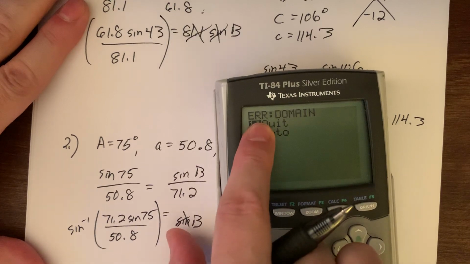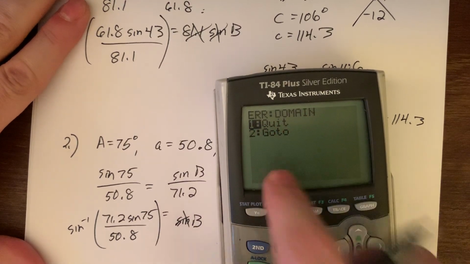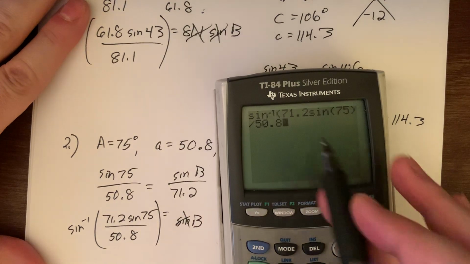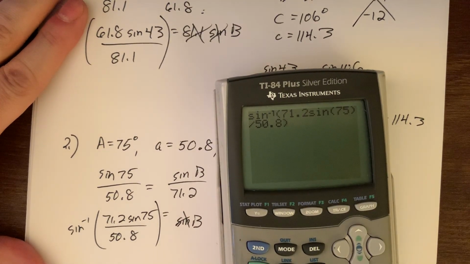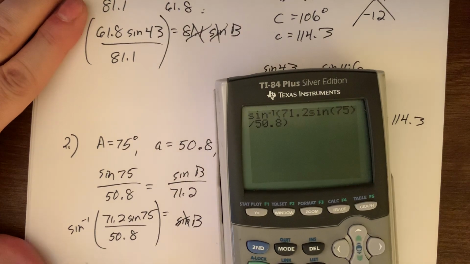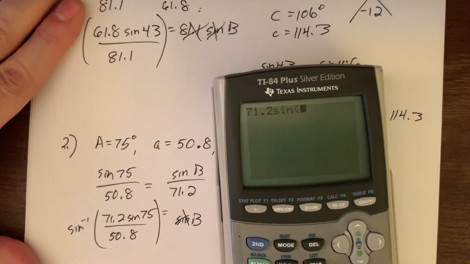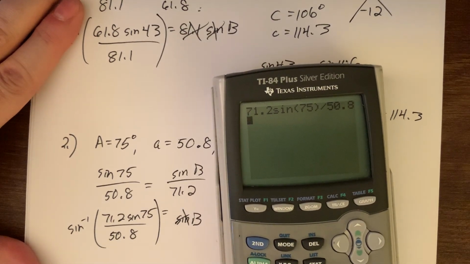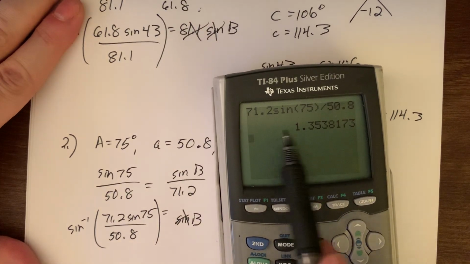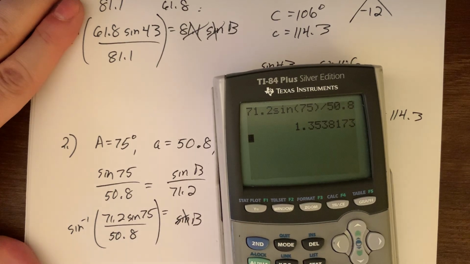I received an error. It says error domain, quit, go to. It doesn't really matter. If you hit go to, it just goes back to your original work. So we have to have seen that to realize this answer doesn't exist. If I get rid of the sine inverse part, if I just do the 71.2 sine 75 divided by 50.8, I get an answer bigger than 1. So yes, that's why when I do sine inverse of that, I'm getting the error.